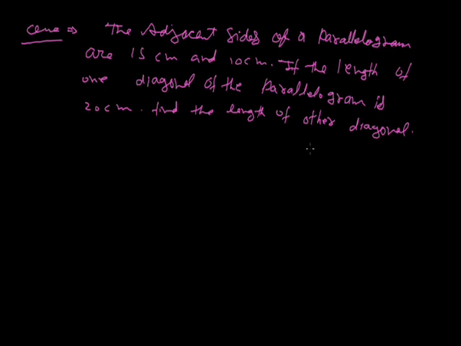Alright, so we have a parallelogram. This is the diagram. The name of the parallelogram is ABCD. Now it is given that the adjacent sides are 15 and 10 centimeter. So we are taking that AB is 15 centimeter and BC is 10 centimeter. Now the first diagonal is AC and the second diagonal is BD.